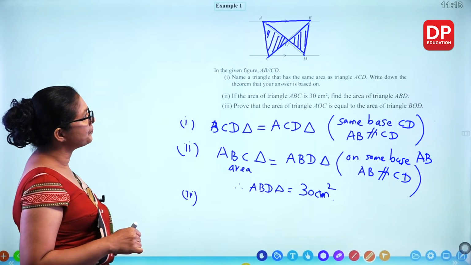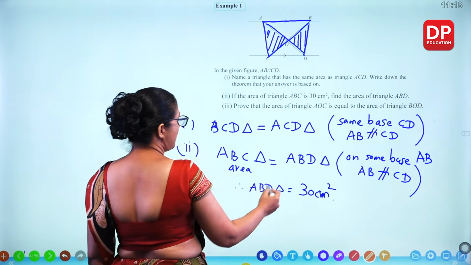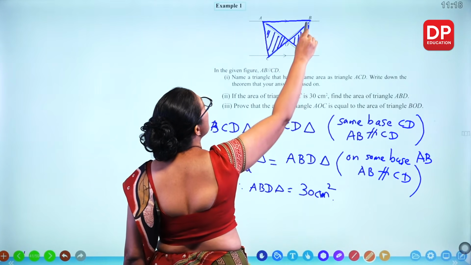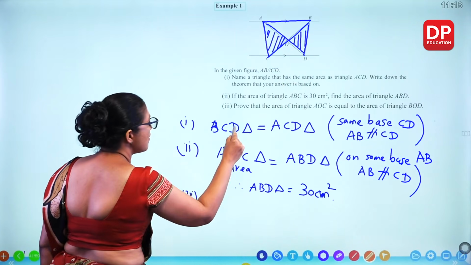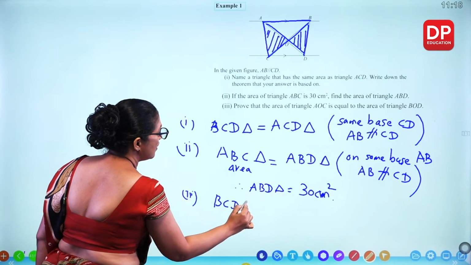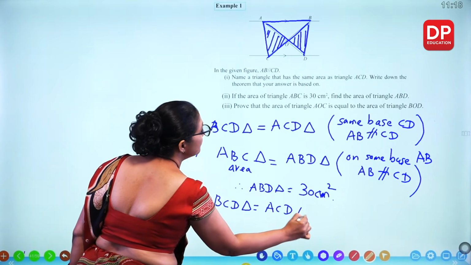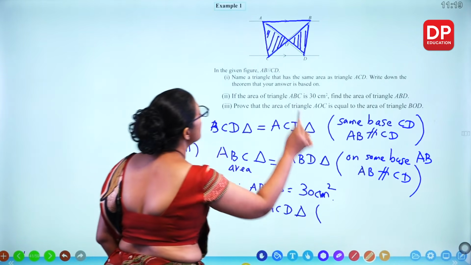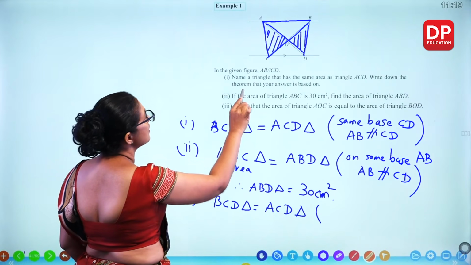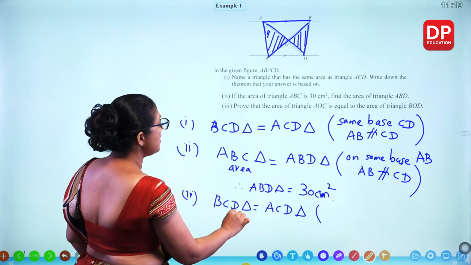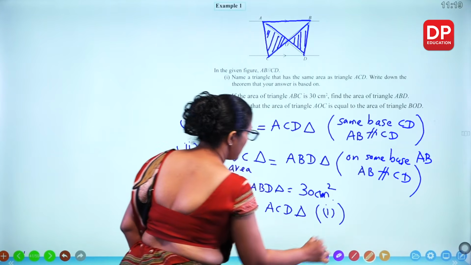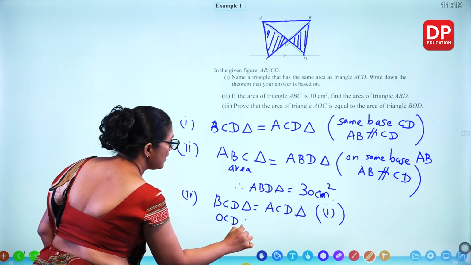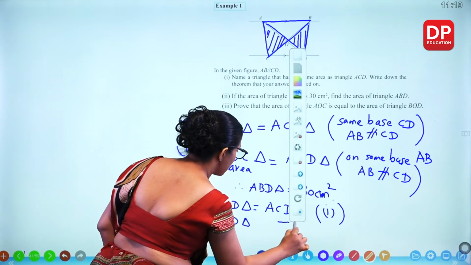We know that this triangle BCD, look at BCD triangle, is same as ACD, and also, so this is from the first part. I'll write A, B, C, D we did in the first part. And I want to subtract OCD triangle from both sides.